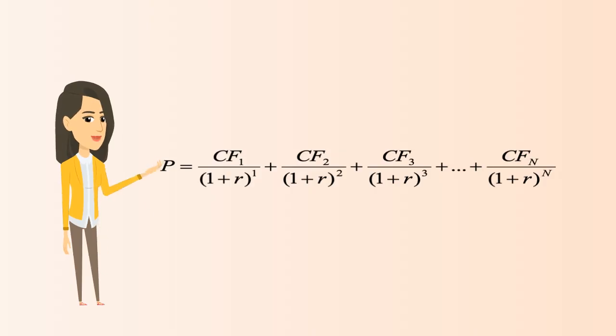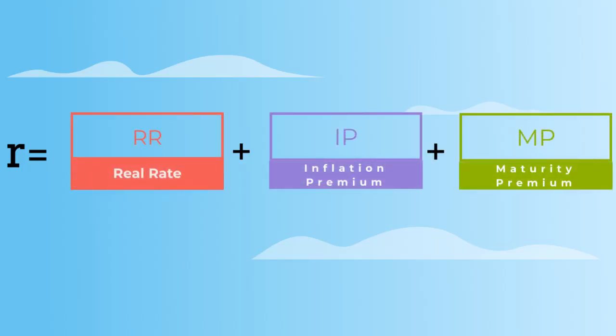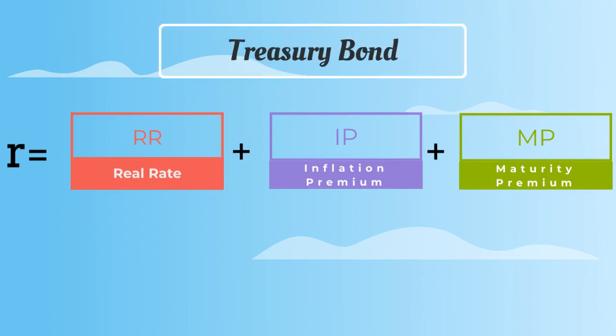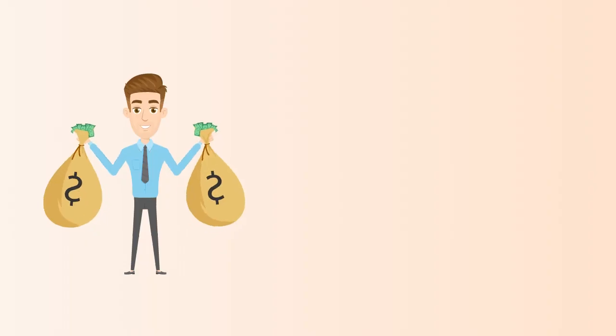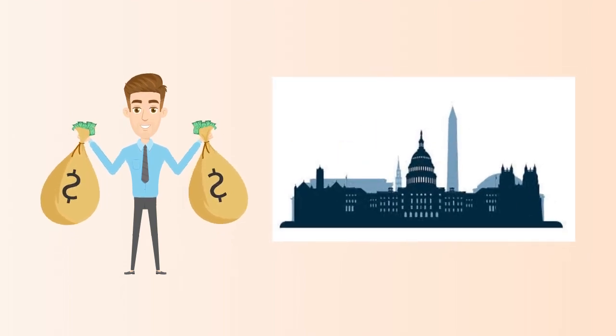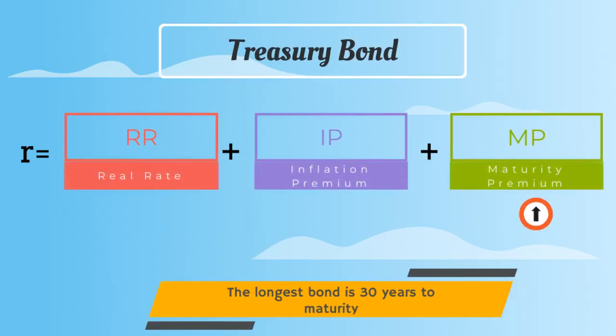Now, when we have multiple cash flow periods, we will need to add another component, which is the maturity premium, MP. When we put these three components together, we are pricing a Treasury bond. The longest bond is 30 years to maturity. When we lend money to the government for a longer period, we must expect an additional payment due to the added risk from holding the security longer. So, with MP, the overall R will now be higher.